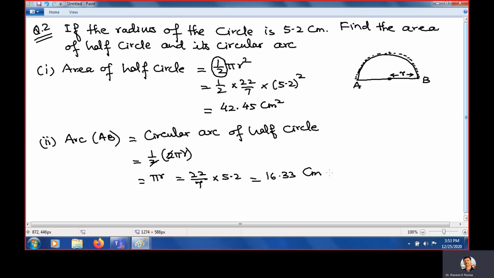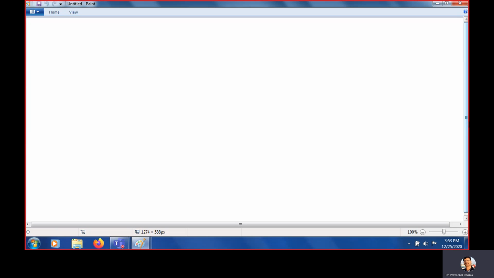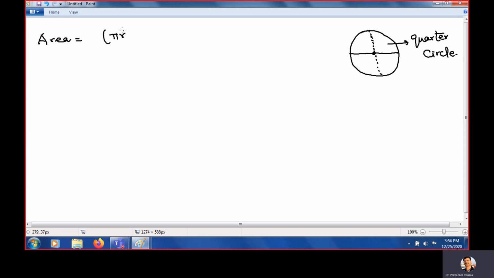So there is nothing difficult in this. These are very simple questions. Only you need to remember it. Look, if this is the circle, so it is half. This is a half circle. But if I divide it again, then it is called a quarter circle. Clear? So quarter means 1 upon 4. So here it will be the same. Area will be pi r square, but 1 upon 4.